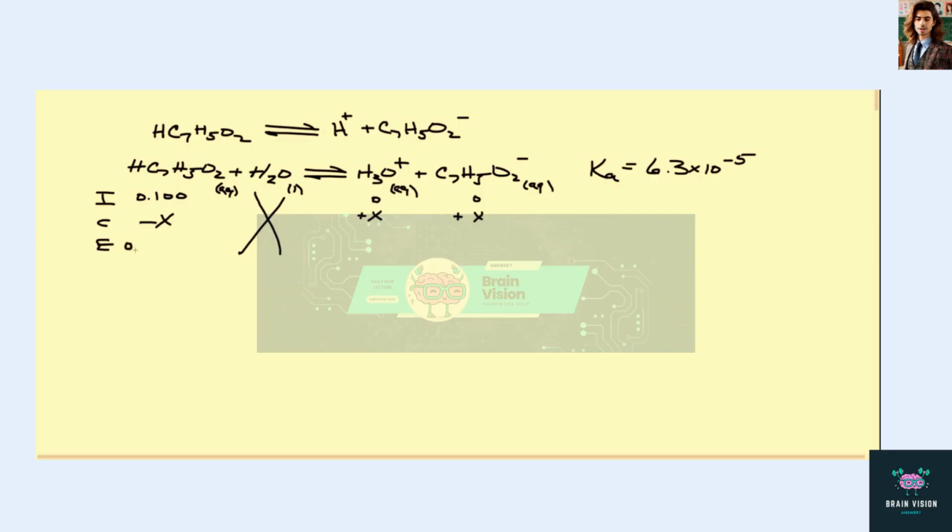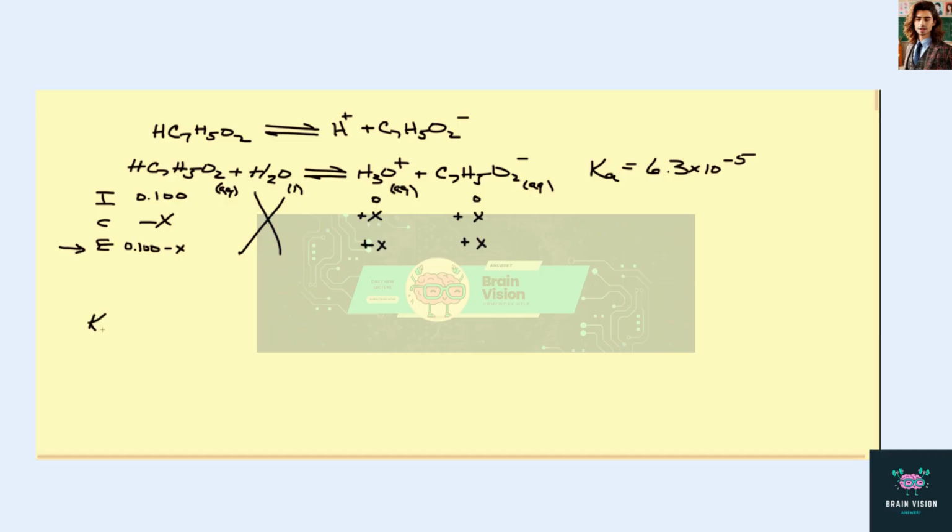So at equilibrium, we started with 0.1. It went down by X. For H3O plus, we started with none. It went up by X. And for the benzoate ion, we started with none. It went up by X. And we can use this ice table, and especially the E, or the equilibrium line, because we can set that equal to our Ka, because we can look at our law of mass action.